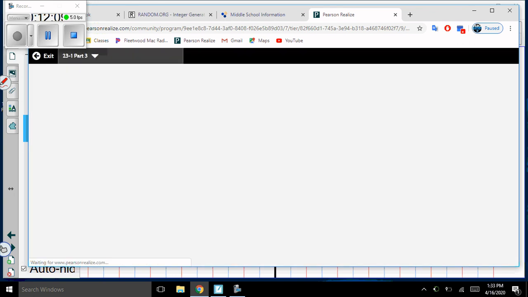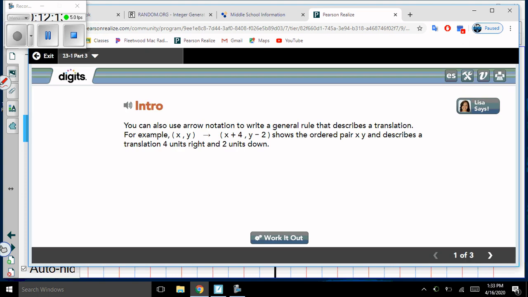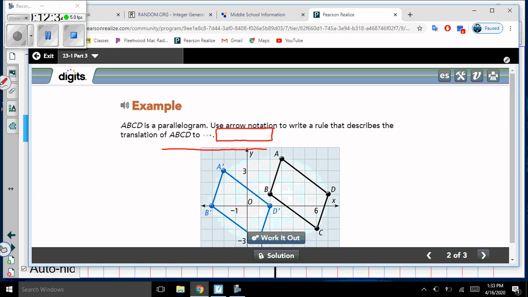Part 3, let's take a look. We've got arrow notation to write general rules. For example, if an ordered pair describes a translation 4 units to the right and 2 units down, we would rewrite that as an arrow translation: (x + 4, y - 2). X plus 4, y minus 2. Let's take a look at an example here.